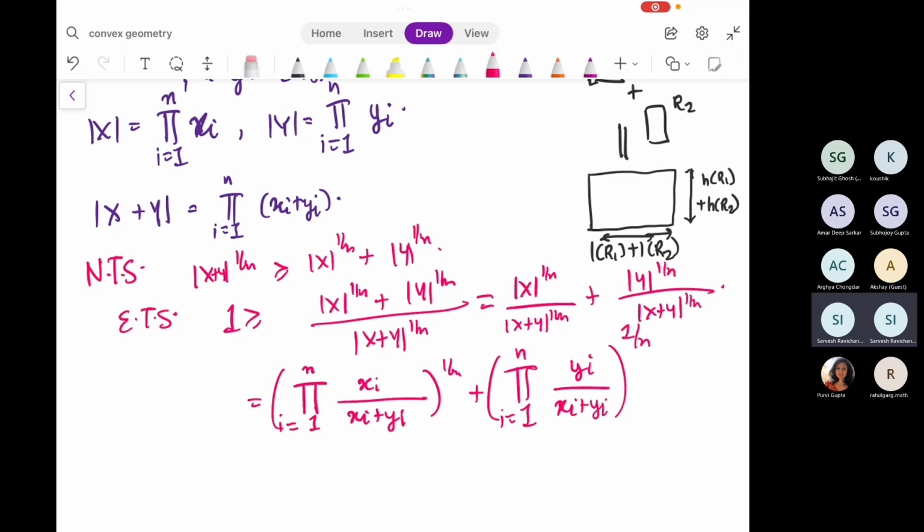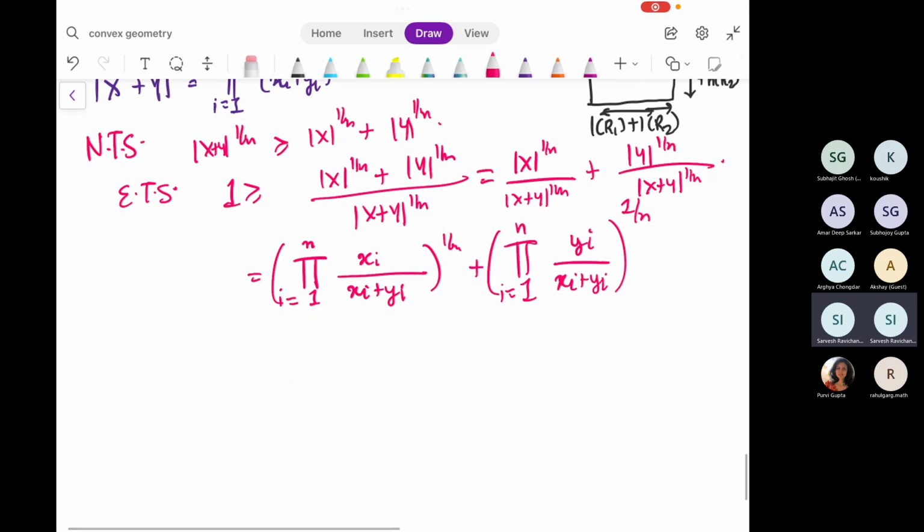Now, what can we see about these two terms? The first thing that comes to mind when we see a product of something to the 1 by n, where the product has n terms, is the arithmetic mean geometric mean inequality. And what does that tell you? Both these terms here are geometric means of some respective quantities. So by the arithmetic mean geometric mean inequality, they are both less than or equal to their respective arithmetic means. Observe that all the quantities here are non-negative, so it's obvious that one can apply this inequality.